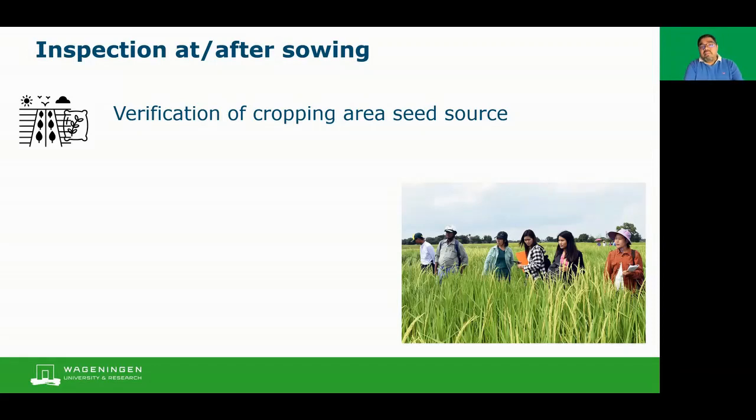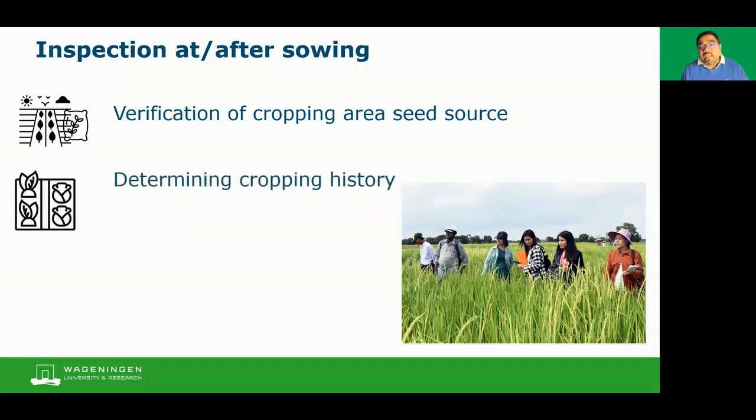The cropping area means the land that has been already applied for. Is it correct? Is there any error in calculating the area of the land? So all these things are verified. Then we have to check the cropping history. This cropping history determination is extremely important.